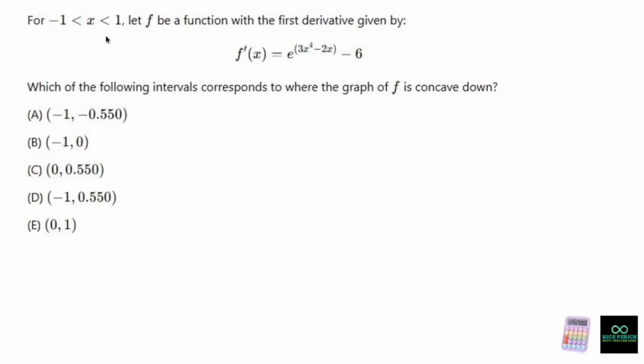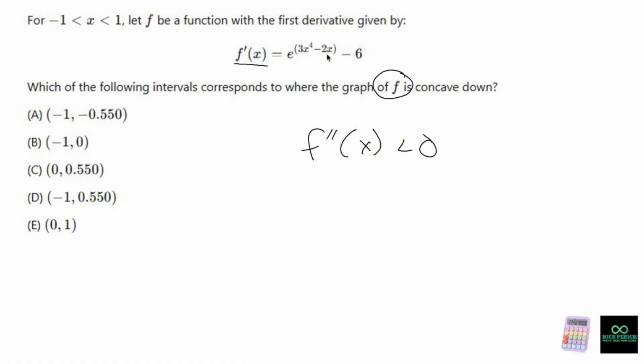For x from -1 to 1, let f be a function with the first derivative given by f prime equals e to the 3x to the 4th minus 2x minus 6. Which of the following intervals corresponds to where the graph of f is concave down? Well, we have f, and we have f prime. F prime is going to give us some equation. Now, f is going to be concave down when the second derivative is negative.